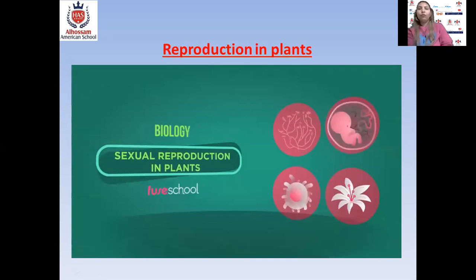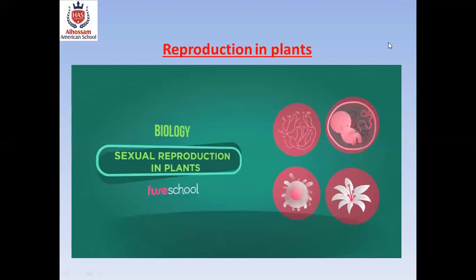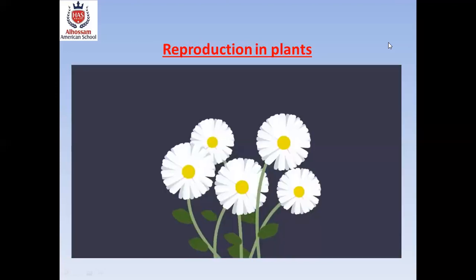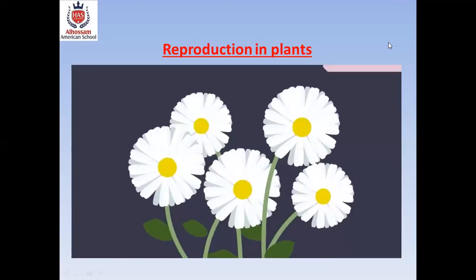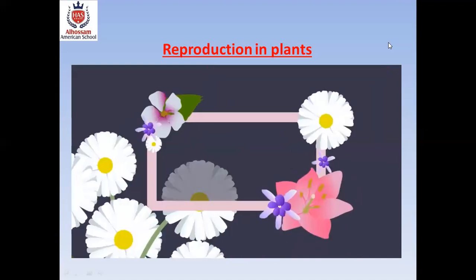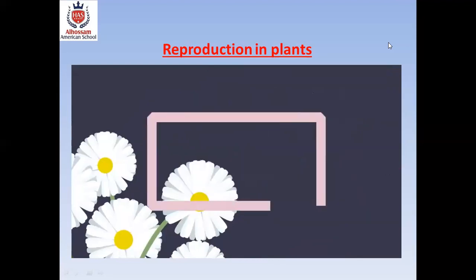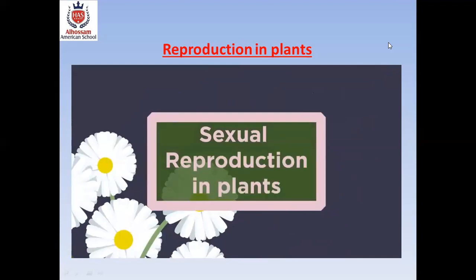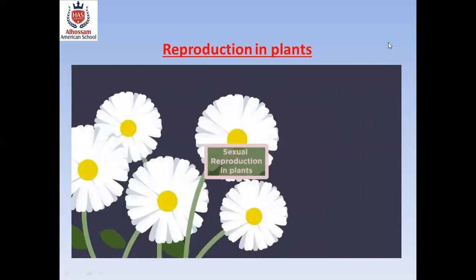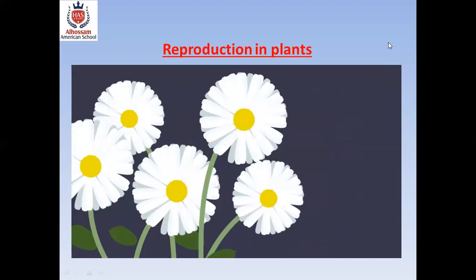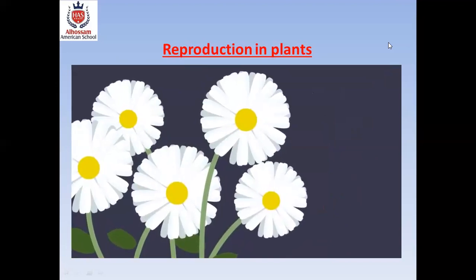In this video, we will be looking at sexual reproduction in plants. Did you know that there are an estimated 390,900 plant species known to science? This diversity of plant species is in part due to sexual reproduction. In plants, sexual reproduction is carried out in the flowers. The flowers contain the sexual organs.